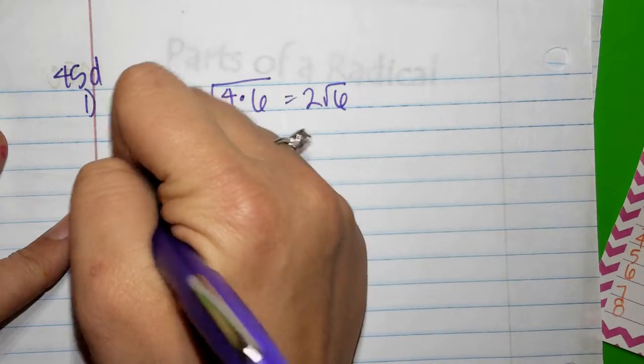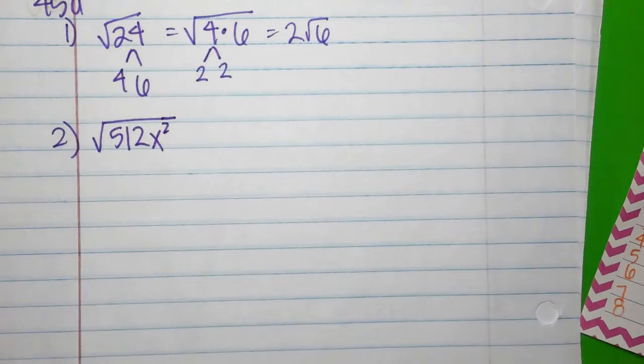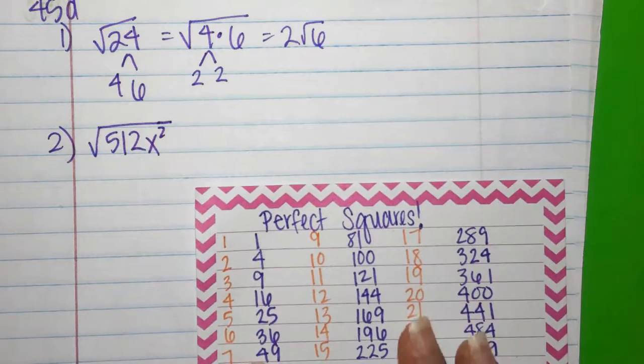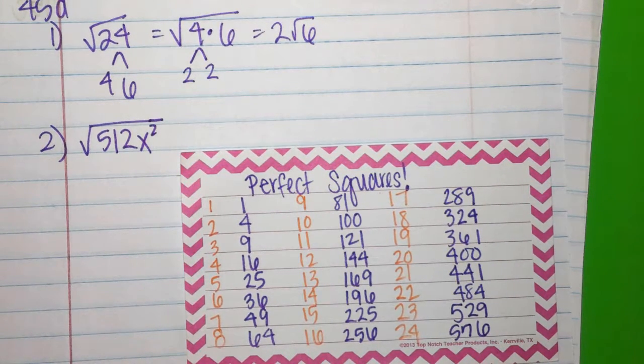The square root of 512x squared. So we need the biggest perfect square. And remember, on my card, that's the purple. On your card, it's whatever color you did for your second column. 400. So you think 400 goes into 512?